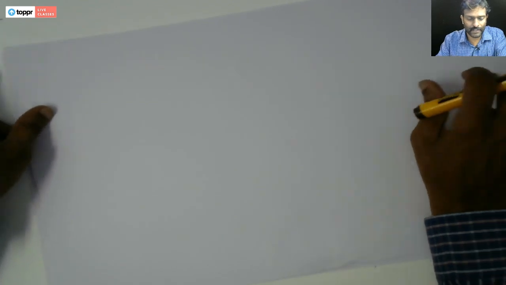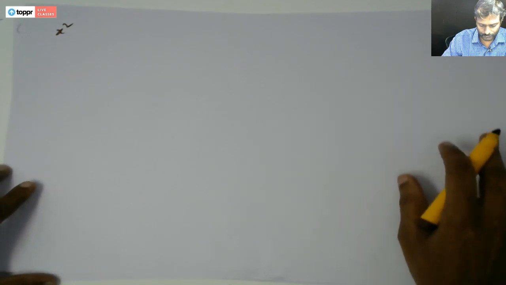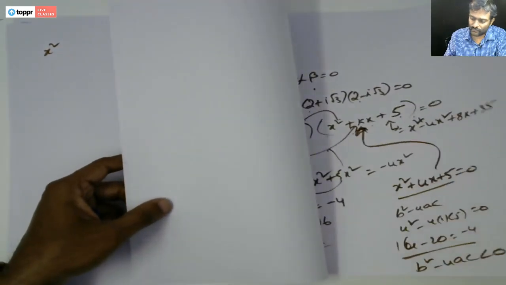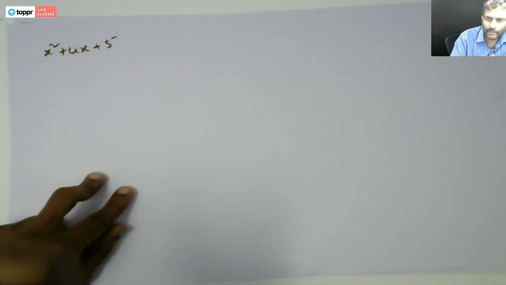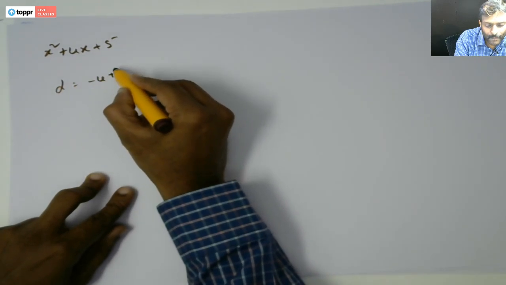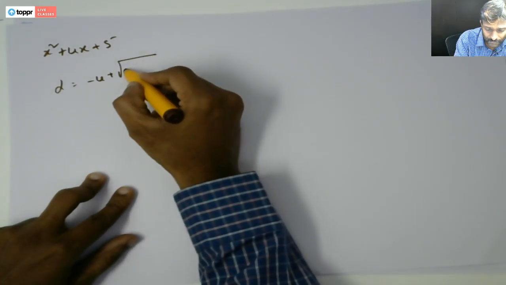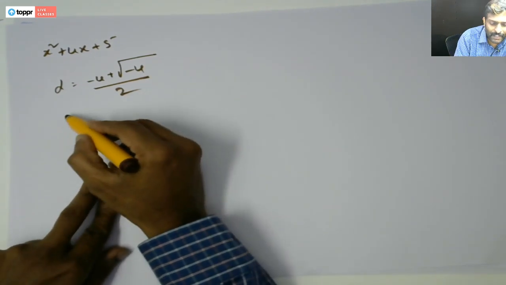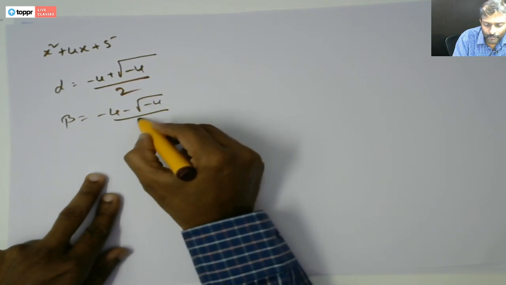So the equation, let me write the expression again. x square plus 4x plus 5, right? So alpha is equal to minus 4 plus root of, and we got it as minus 4, right? B square minus 4ac, so I'm directly writing it as minus 4 by 2. And beta is equal to minus 4 minus root of minus 4 by 2.